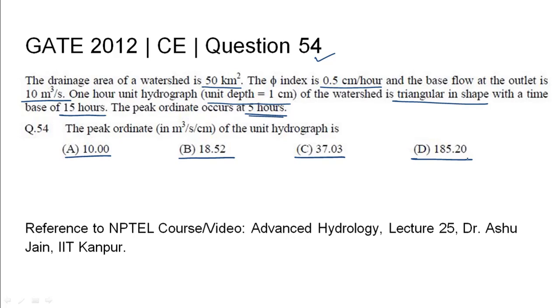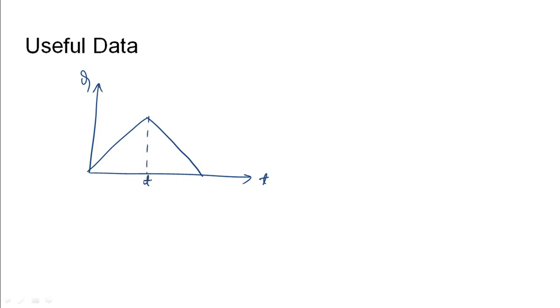The relevant NPTEL reference has been listed. So coming to the useful data, if we are given a hydrograph where discharge is on the y-axis and time is on the x-axis. So let us assume the hydrograph is triangular in shape, and let us assume that the peak forms at Tp and this whole duration is Tb, which is the base period. Let us call the peak discharge as Qp.